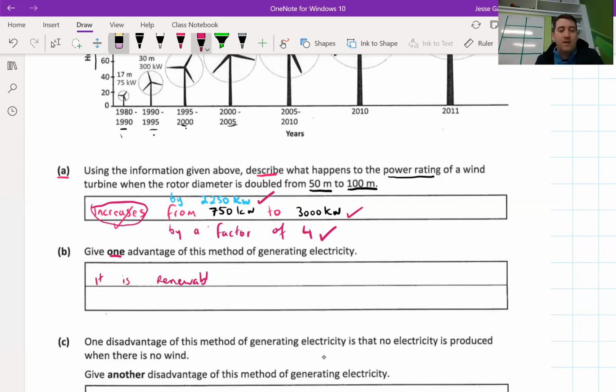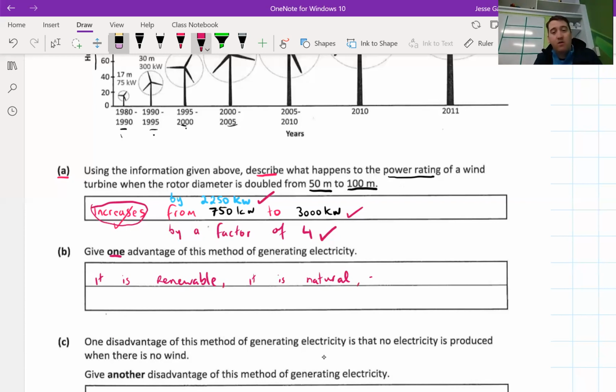Renewable. And what that means is, if it's renewable, you can keep doing it forever, and it's not going to run out of anything. So it can never run out of wind. So it's renewable. It is natural. It's not like burning fossil fuels or whatever.